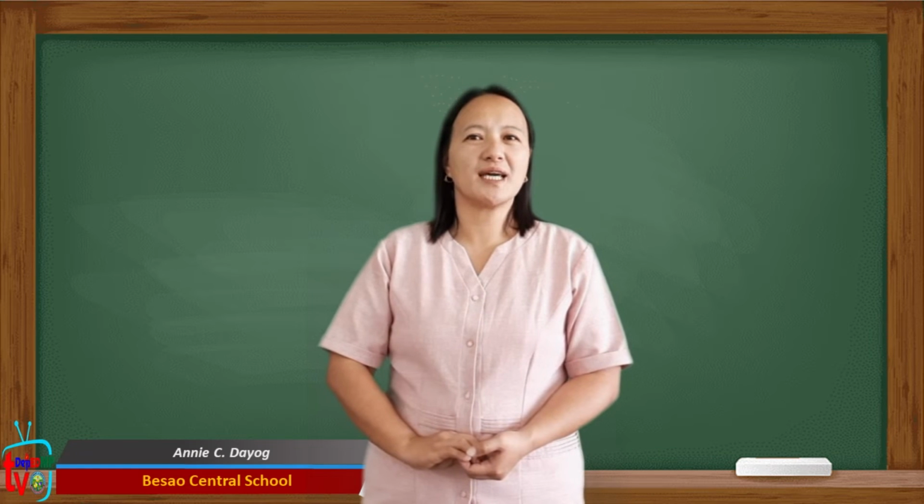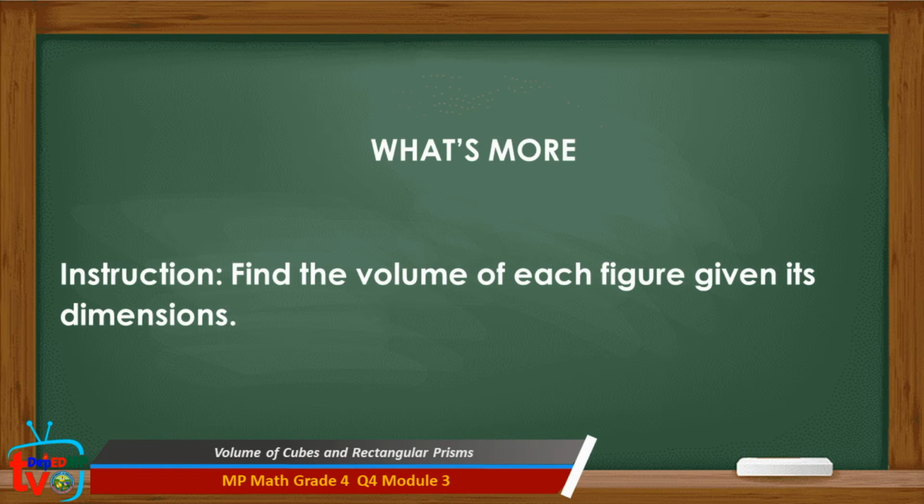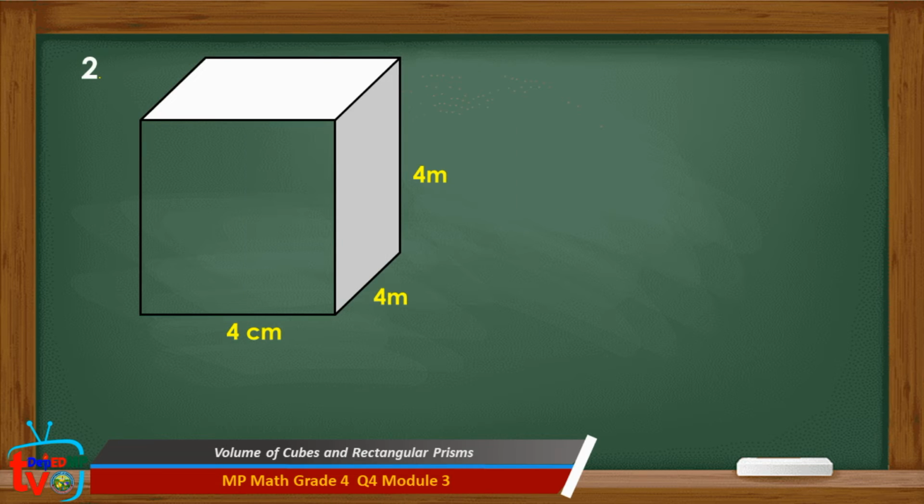For your practice, answer what's more on page 10 of your module. Instruction: find the volume of each figure given its dimensions. Number 1. The figure has a length of 2 centimeters, a width of 6 centimeters, and a height of 4 centimeters. Number 2. The figure has a side of 4 meters.